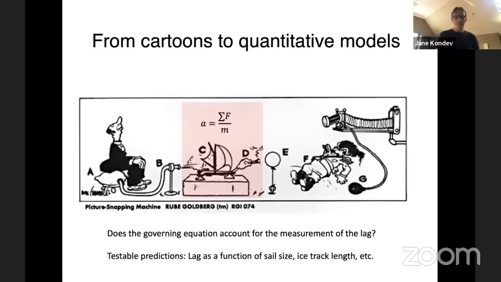And then the first thing you want to ask is, does this governing equation actually account for the measurements of the lag? If you're lucky enough it does, then of course the next thing you want to do is try to make testable predictions, things that you can actually do in the lab, like how does the lag in this situation depend on the sail size, the length of the ice track, etc. So to the extent that we can do all this, we declare success in the kinds of problems that we study.